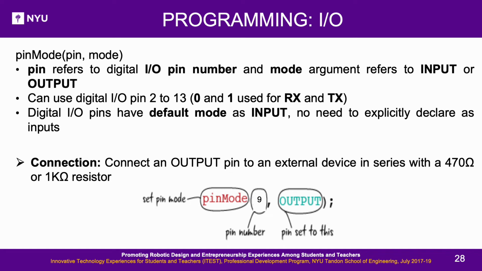Programming input-output pins. pinMode(pin, mode). Pin refers to the digital input-output pin number and the mode argument refers to input or output states. We can use digital input-output pins 2 to 13 because 0 and 1 are used for RX and TX. Digital input-output pins have a default state as input, so there is no need to explicitly declare them as inputs.